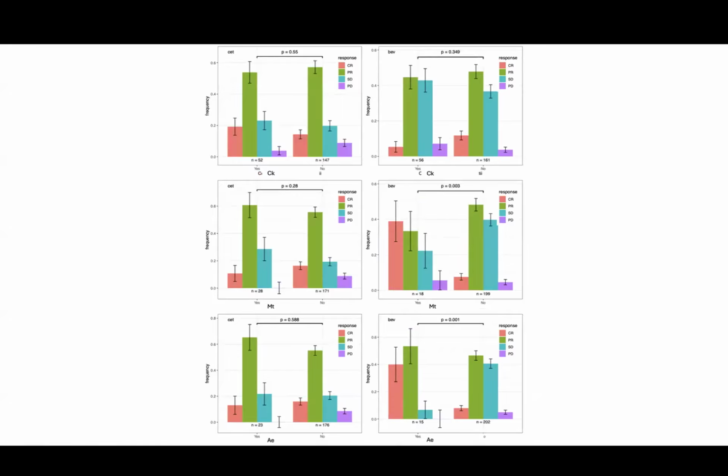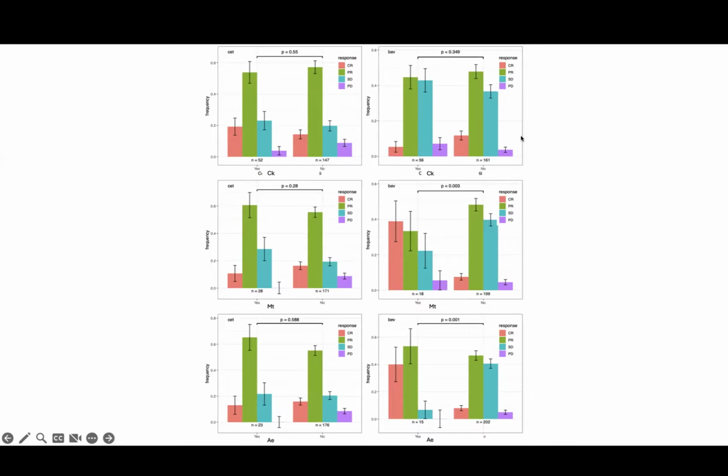So if we look at another outcome, which is referred to as response or RECIST response, that measures whether the tumor expands or shrinks in patients. So CR is a complete response where the tumor shrinks to nothing, essentially. PR is a partial response where it shrinks but not to nothing. SD is stable disease, and PD is progressed disease, so it increases.